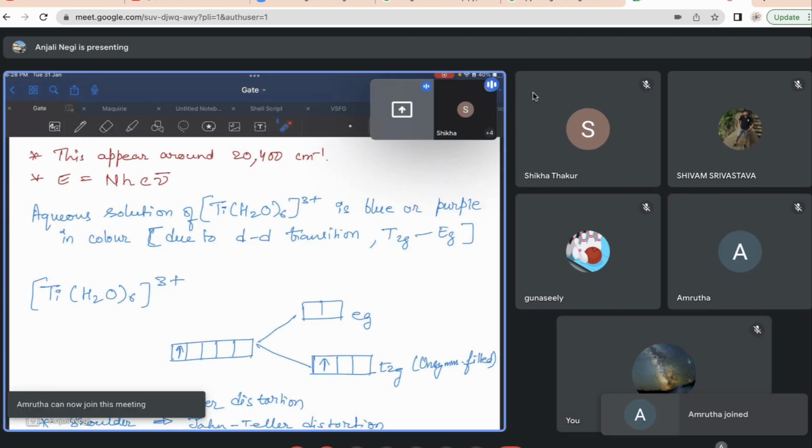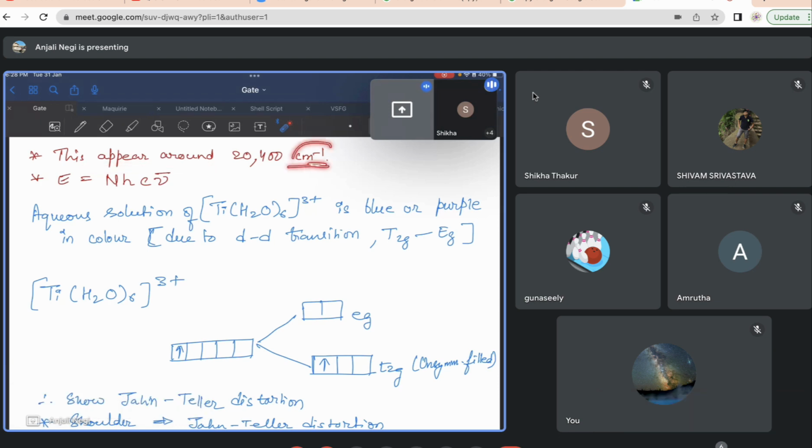This absorption band appears around 20,400 centimeter inverse. This is the wave number quantity. And also, I'm just giving this extra, you can find out the energy corresponding to that particular absorption. So this is N into h, that is Planck's constant, this is Avogadro number, this is the velocity of light, and this is the wave number corresponding to that transition. So this you can find out.